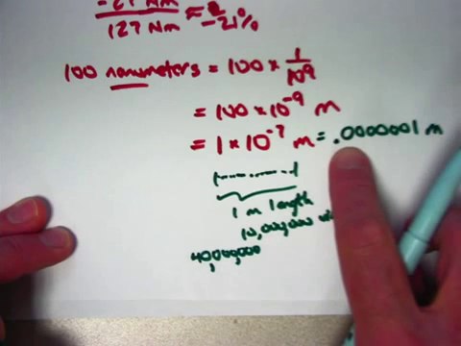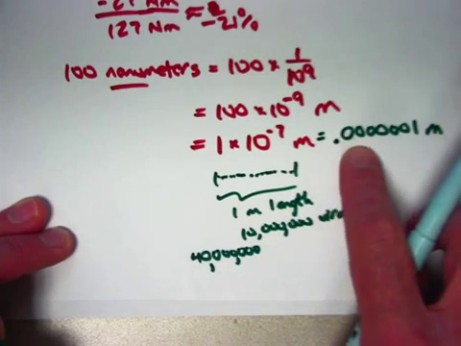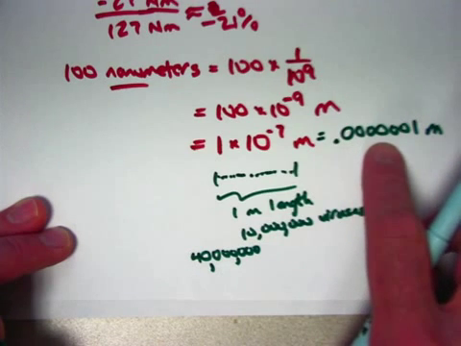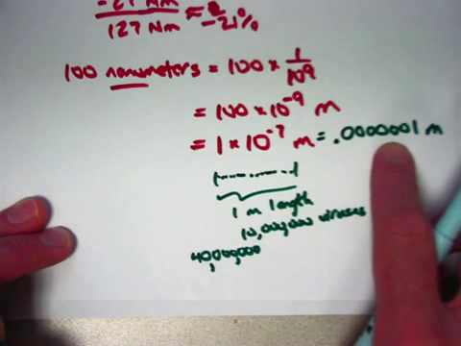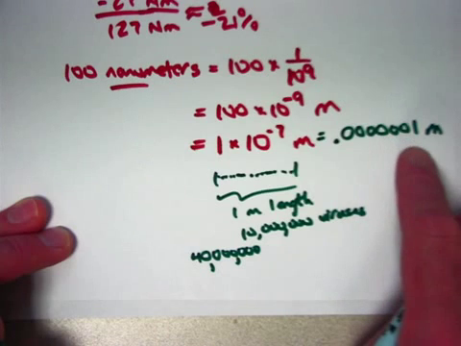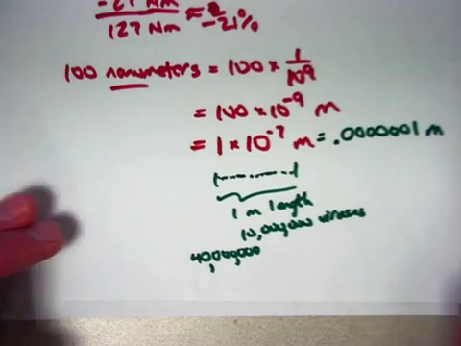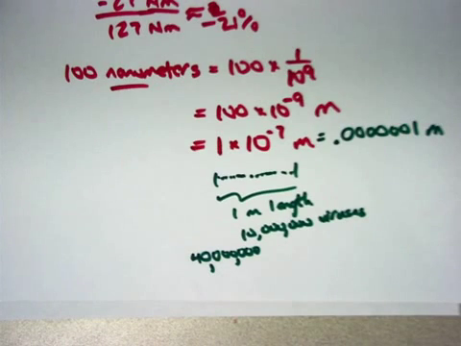That is 1/10,000,000th. That's the tenths spot, hundredths, thousandths, ten-thousandths, hundred-thousandths, millionths, ten-millionths spot. That's 1/10,000,000th of a meter, and that'll be what I close this video with.